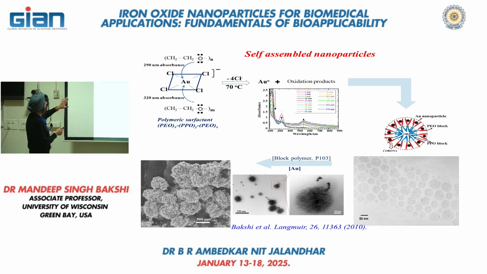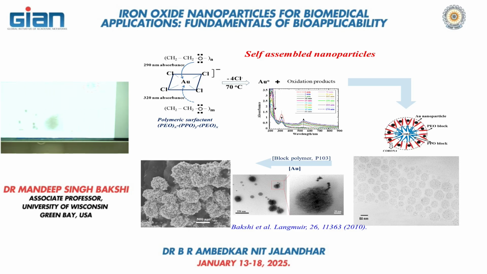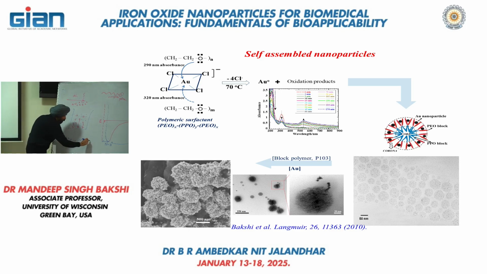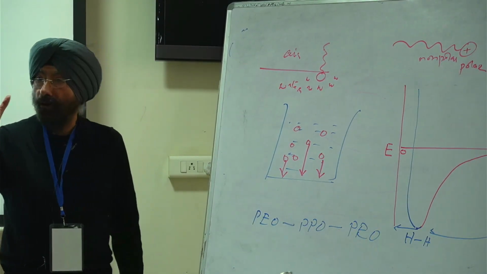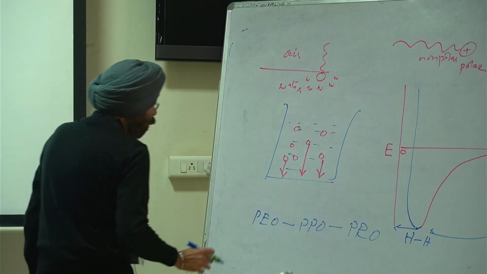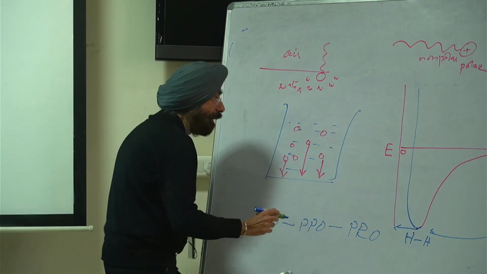In fact, this reaction is happening in the micelles. It's a polymeric micelle, a micelle of a polymer. So let me just, in one minute, explain what is the meaning of this. It's a polyethylene oxide, polypropylene oxide, and polyethylene oxide. It's a very common polymer which is frequently used in cosmetics. So what happens when it aggregates?